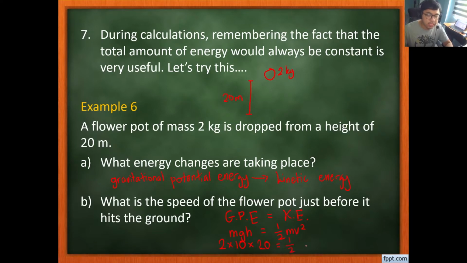And then we're going to fill in the right side of the formula as well. It's half times m, which is a mass 2, times v squared, and v is the variable that we want to find. I'll continue this on the left side here. 2 times 10 times 20, that is equal to 400. Half times 2, that is equal to 1 v squared. So the equation becomes this. You then try to find the square root of 400 in order to find v. Square root of 400 is 20, and the answer is 20 meters per second.